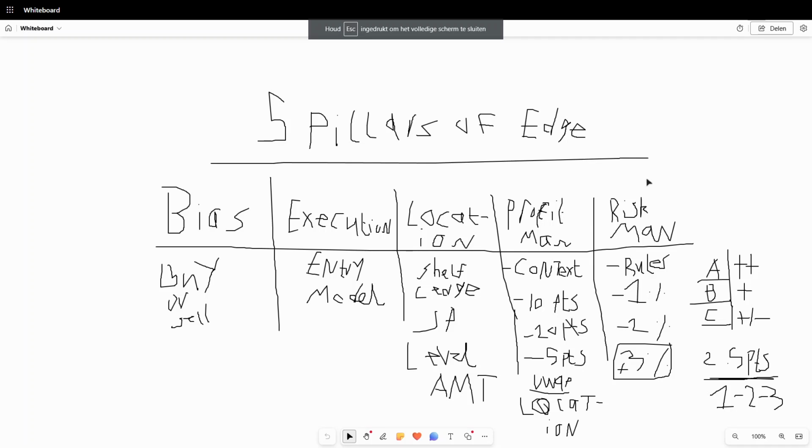So this is basically the 5 pillars of edge. I can say the N word, by the way. I can say it, but it's just not professional. Sometimes it slips out. So sorry for that one.